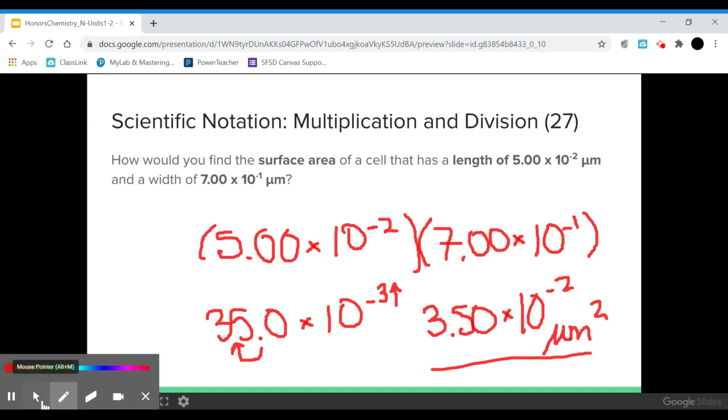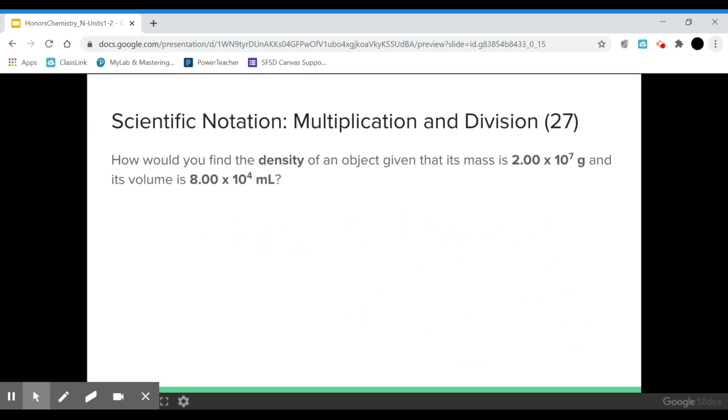Okay? So that was a problem involving scientific notation. Let's try another one here. We have a density. We know how to find density. So why don't you try this one without a calculator? We'll go over it here in a minute or two.